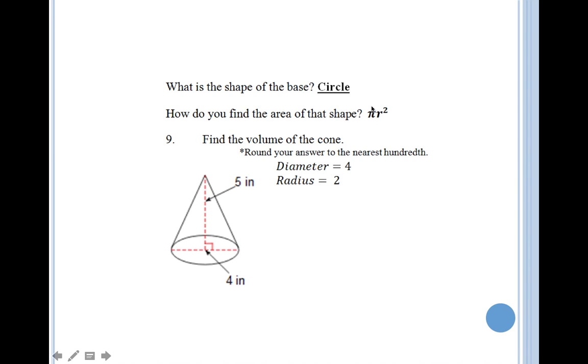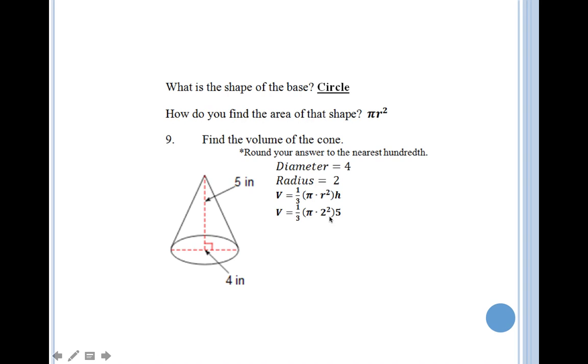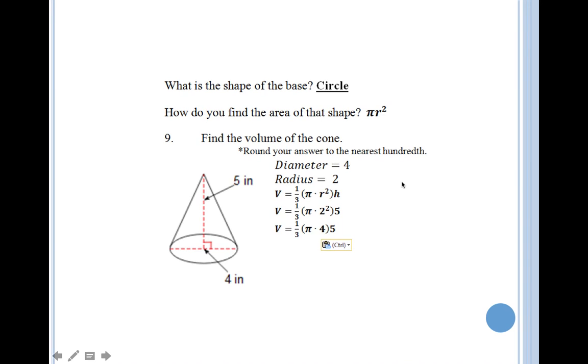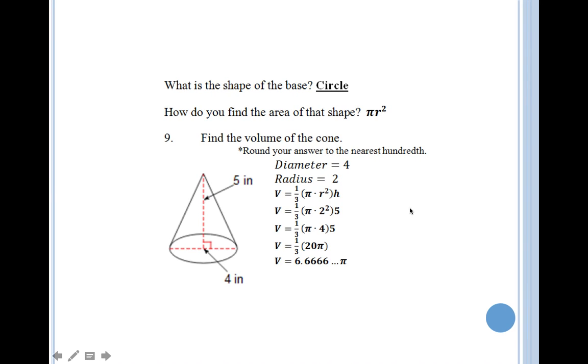Now that I have my radius, I can plug it in. So my general formula, again, is 1/3 pi r squared h. Radius, we just figured out, was 2. My height is 5. So I'm going to plug those two things in. I'm going to start with 2 squared, or 2 times 2, which is 4. 4 times 5 gives me 20. Again, don't forget dragging that pi through that whole problem. And then I have 1/3 times 20. That gives me 6.6 repeating pi.